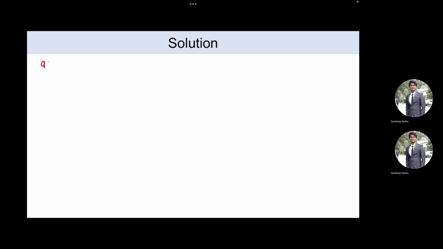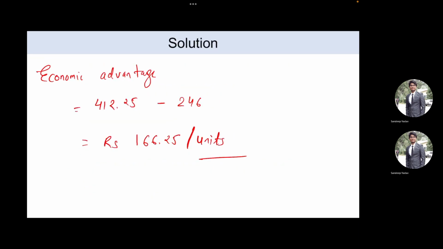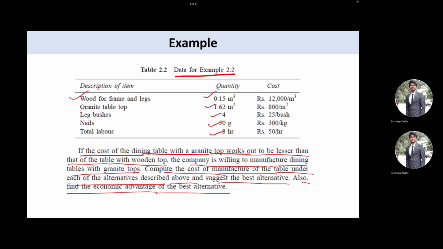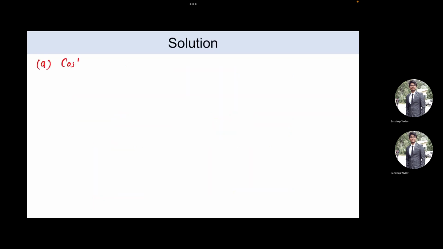First, we will start with the cost of table with wooden top. Wooden top, or we can say that is a base case.